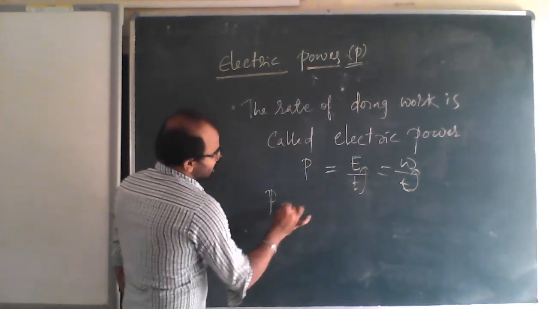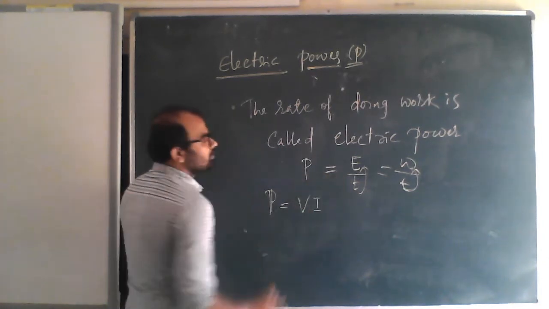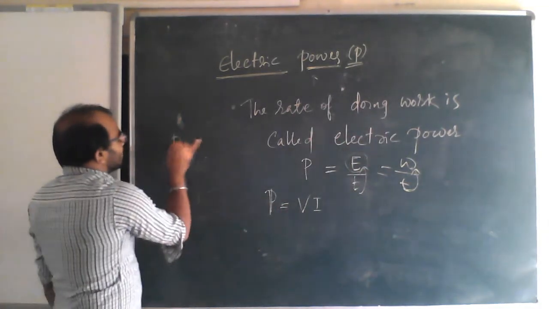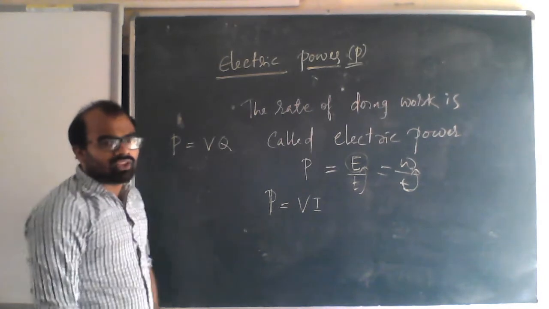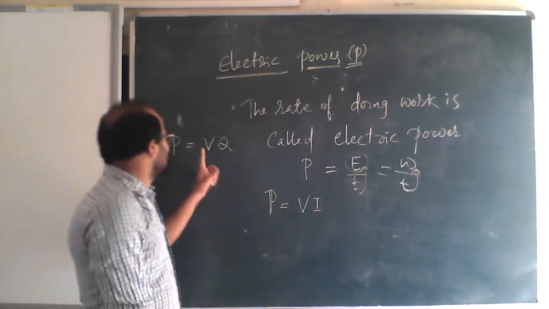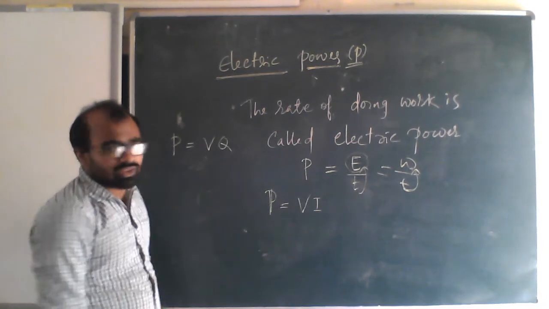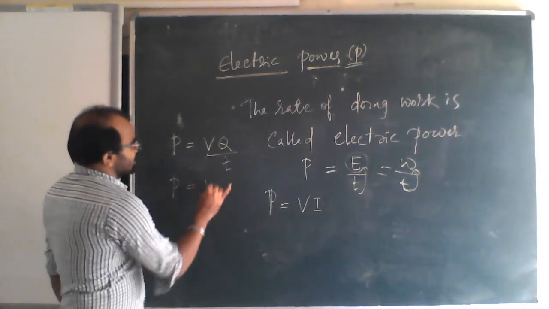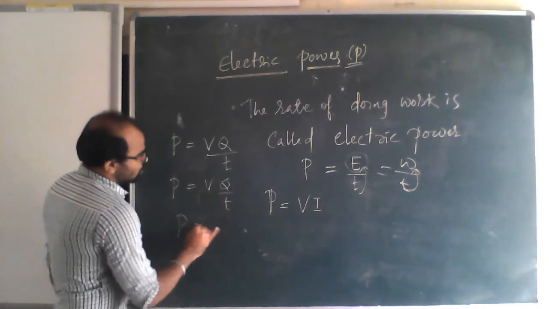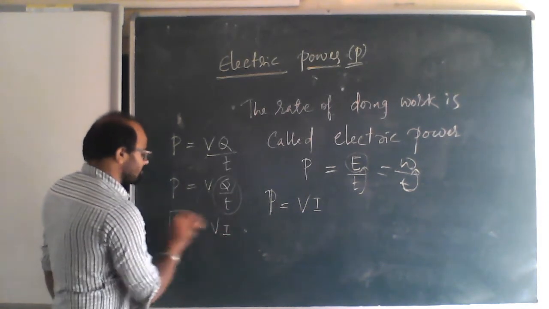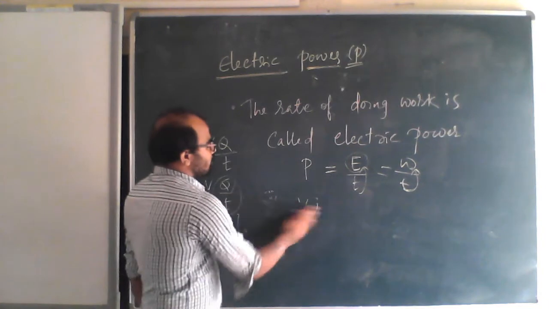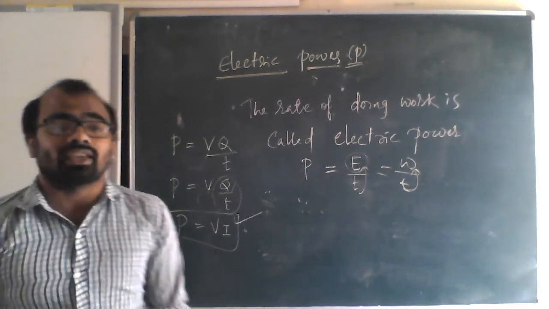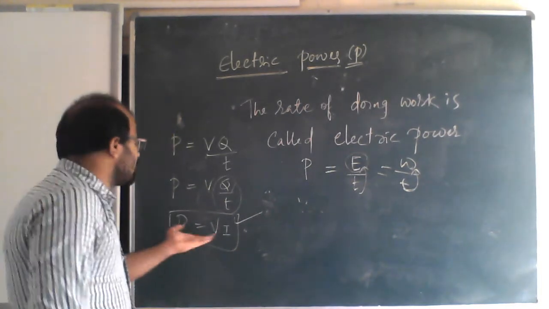If you take P, we can have another formula, that is VI. For E, I can write VQ. Earlier we said electrical energy is voltage into charge. So P is VQ by T, and Q by T is I. So P equal to VI is the formula. You should remember this formula also.